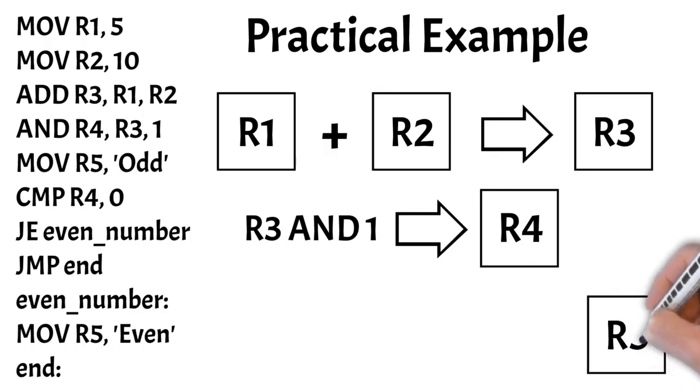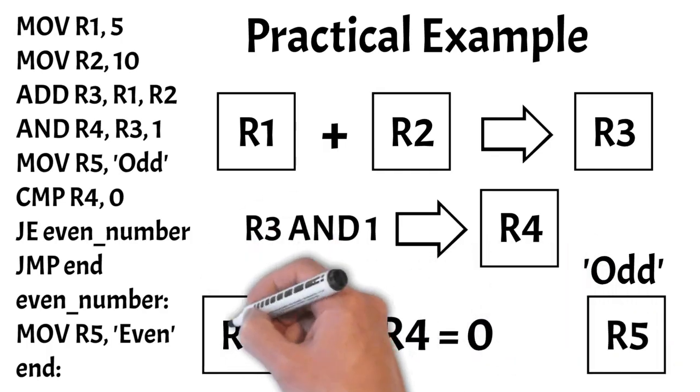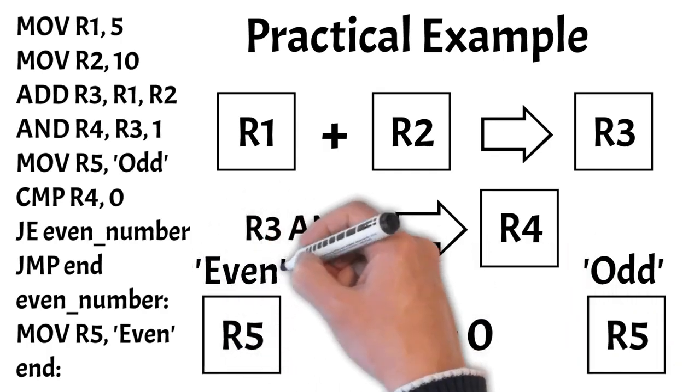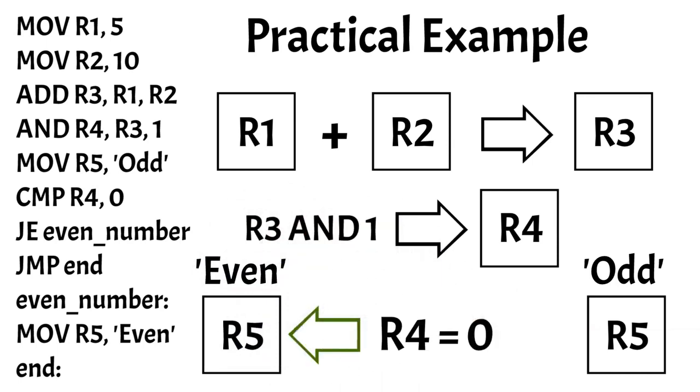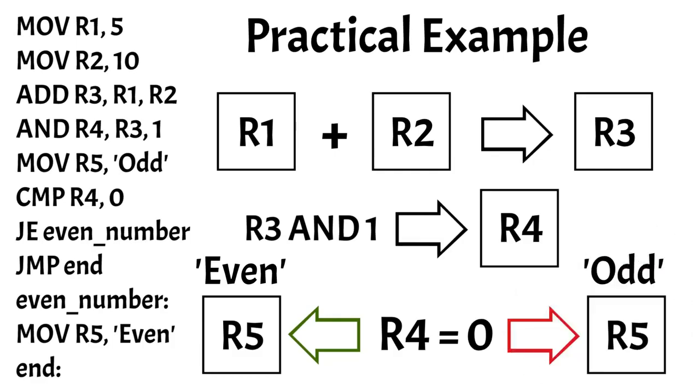Initially, we assume the result is odd by loading this string into register R5. We then compare R4 to 0. If they are equal, it indicates that the sum is even, and the program jumps to the even number label to update R5 with the string even. If the sum is odd, the program skips this step and jumps directly to the end label. This example effectively demonstrates basic arithmetic operations and conditional checks in assembly language.